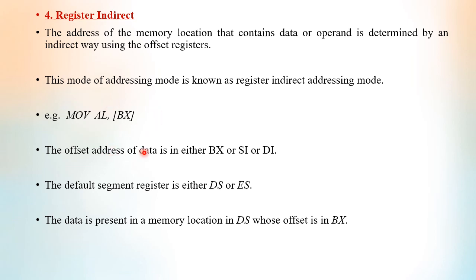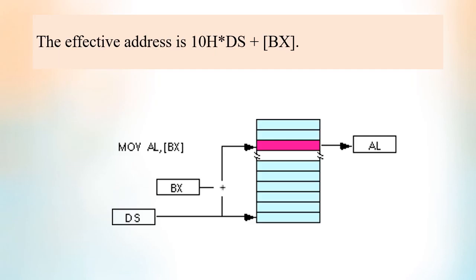The offset address of data is in either BX, SI or DI, and the segment register is either DS or ES in this addressing mode. The effective address is calculated using this formula: 10H × DS + BX, where the BX register contains the offset value of the operand inside the data segment.